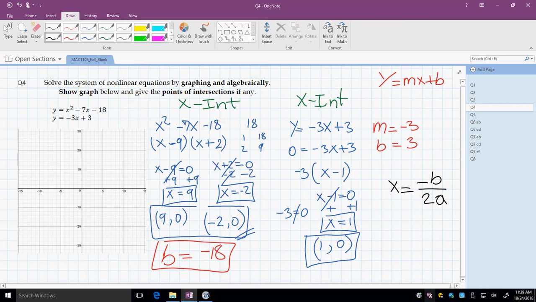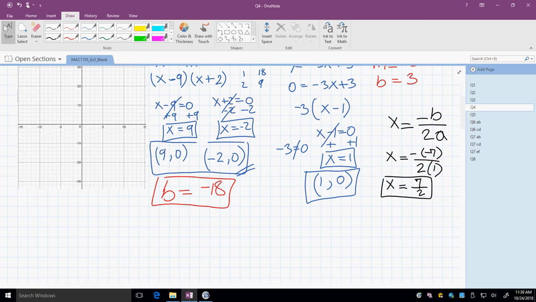So, use the formula x equals negative b over 2a. The negative b is going to be negative times the negative here, and 2, and a is 1. So we have x equals negative, and the negative is a positive 7 over 2. That's the x value of your vertex. Now we have to figure out the y value.